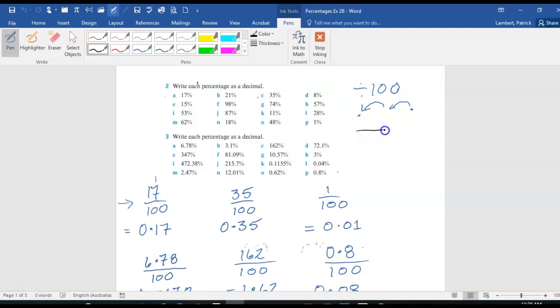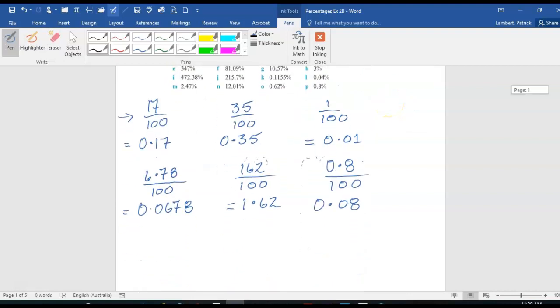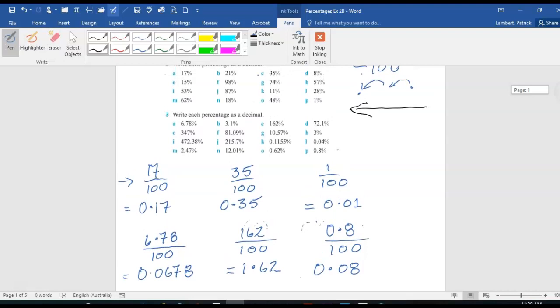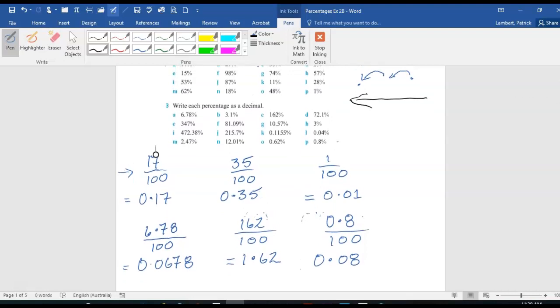So we go two places to the left and we divide by 100 here. Decimal point starts here, we go two places to the left. So here we've got part A, 17 out of 100, 0.17. Part C, 35 out of 100, 0.35. And then part P, 1 out of 100, 0.01.